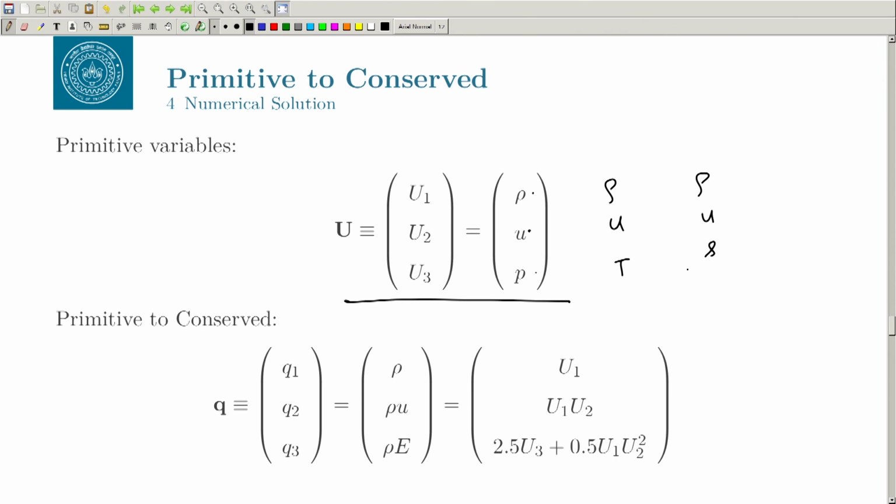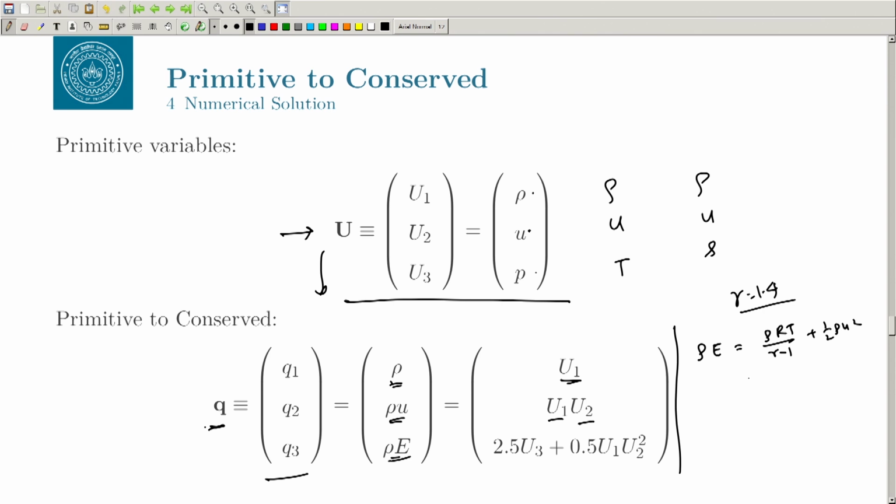If you have the primitive variables, you can convert them to the conserved variables. So, q is a vector here: q1, q2, q3, that is rho, rho u, rho E, and you can use the primitive variables to calculate the conserved variables. So, this is u1, u2 and u3, and I use gamma equal to 1.4. You can basically derive it. So, rho E is rho R T by gamma minus 1 plus half rho u square. This is p by gamma minus 1 plus half rho u square. p is nothing but my u3, so u3 by gamma minus 1 plus half u1 times u2 square, and gamma is equal to 1.4.